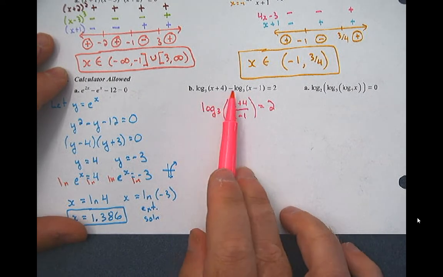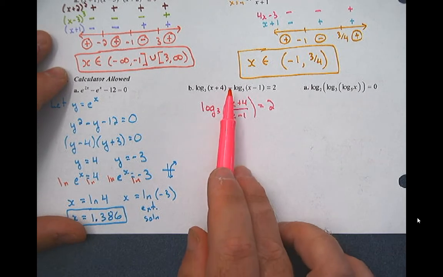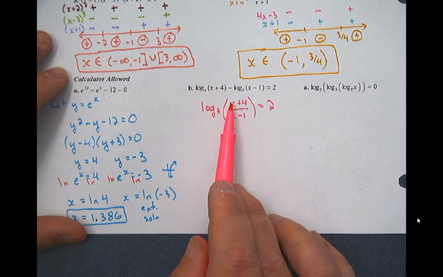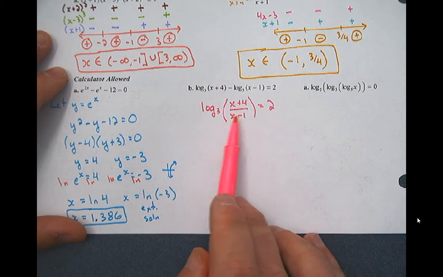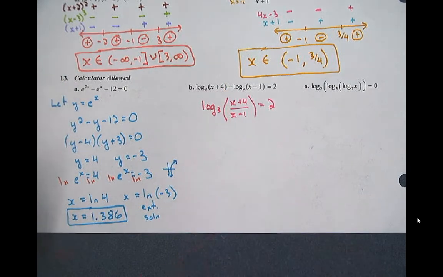So when I have log minus a log, I can condense that into a single log using division. Subtract and division go together. Now, if this was a plus, I would do x plus 4 multiplied by x minus 1. Add and multiply would go together, but this is a subtract and divide problem. Now it comes pretty straightforward.